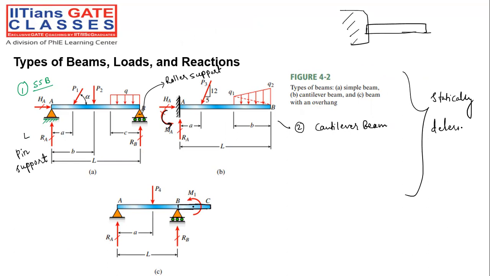As far as these other beams are concerned, these are all statically determinate beams. Why am I calling this statically determinate? Because with the help of static equations, we are able to determine the reactions, right? Now, let's figure out some of the important sign conventions before drawing the shear force and bending moment diagram. Let's see the sign conventions.